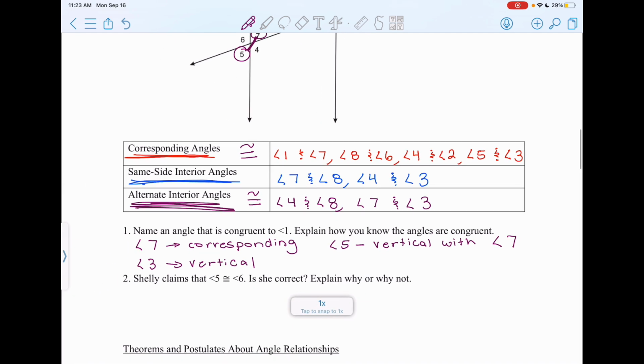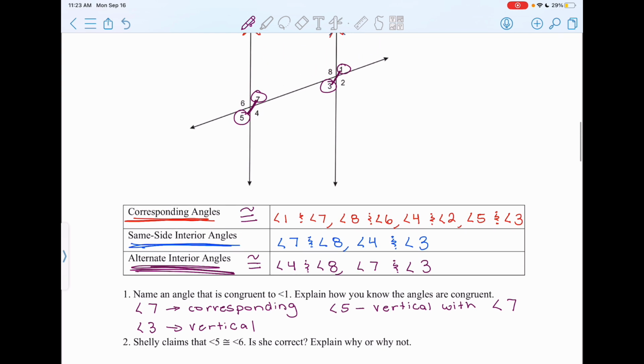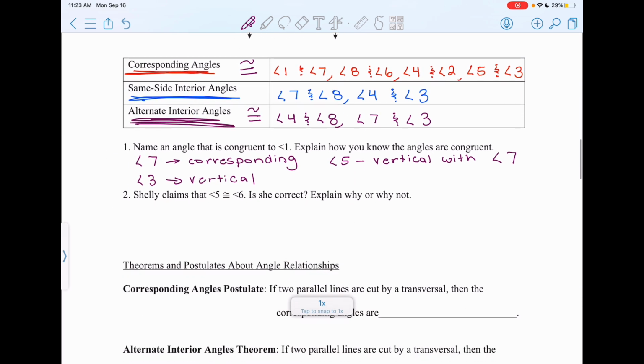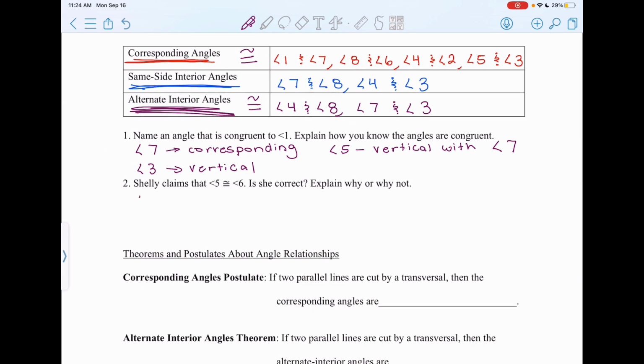Number 2. Shelley claims that angle 5 is congruent to angle 6. Is she correct? So let's find angle 5 and angle 6. Those are right here. Angle 5 and angle 6 form a linear pair. So I know that they're going to add up to 180, but I don't know that they're congruent. They are not vertical angles, they are not alternate interior, and they are not corresponding. All I know is that they're going to add up to 180, but I don't know that they're congruent. So Shelley is wrong.